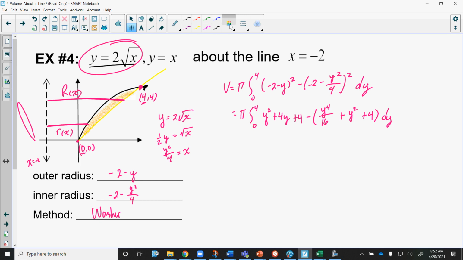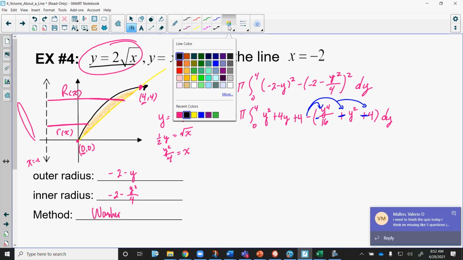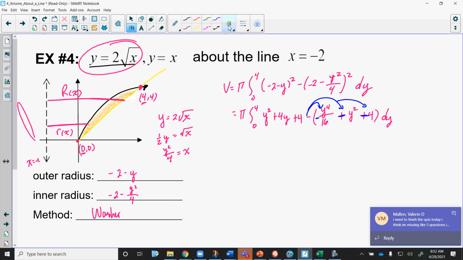And then we'll distribute the negative again and see what happens here. If I take that negative and distribute it, this becomes negative, this becomes negative, and this becomes negative. So the y squareds, I have a positive y squared here and a negative y squared here. Those are going to cancel. I have a positive 4 here and a negative 4 here. Those are going to cancel.